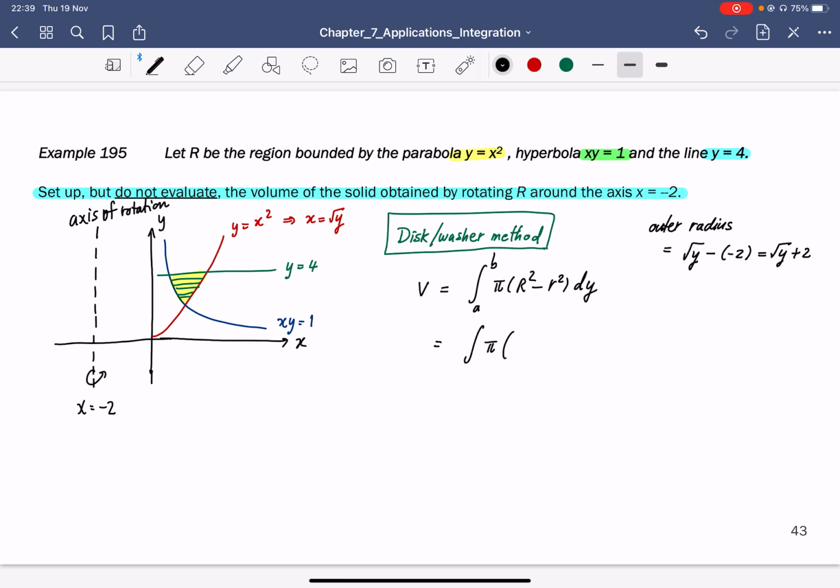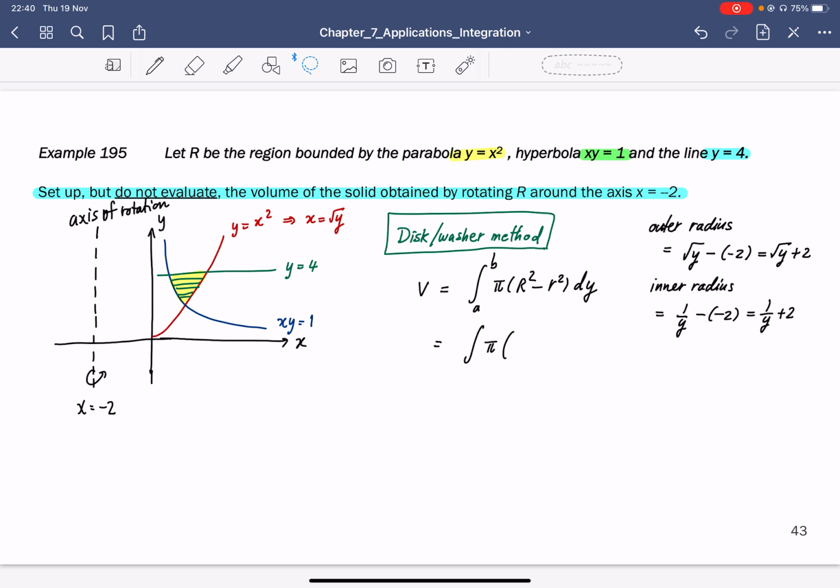Does it make sense? Again, one more time, it's going to go from the axis of rotation to the red one. For the inner radius, it's going to be the axis of rotation to the blue one. So that means your inner radius is going to be the blue one, which is x equal to 1 over y, and then minus 2, which is 1 over y plus 2.